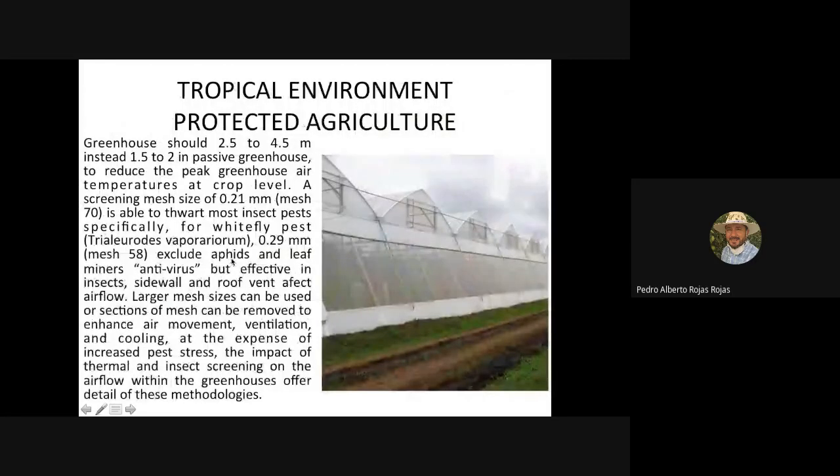We also identified that greenhouses should be 2.5 to 4 meters in height, and the kind of shade used in the window to keep pests outside is very important. This shade is, or should be, antivirus, and it should also have very good ventilation for the better development of the crops inside the greenhouses.